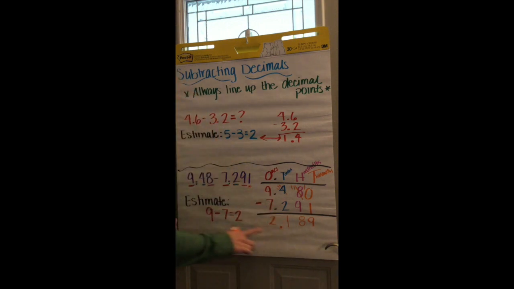So my final answer for this subtraction problem is 2 189 thousandths, which is pretty close to my estimate of 2. So, like I said, subtracting decimals is not really any different than adding decimals, as long as you make sure that those decimal points are always lined up.